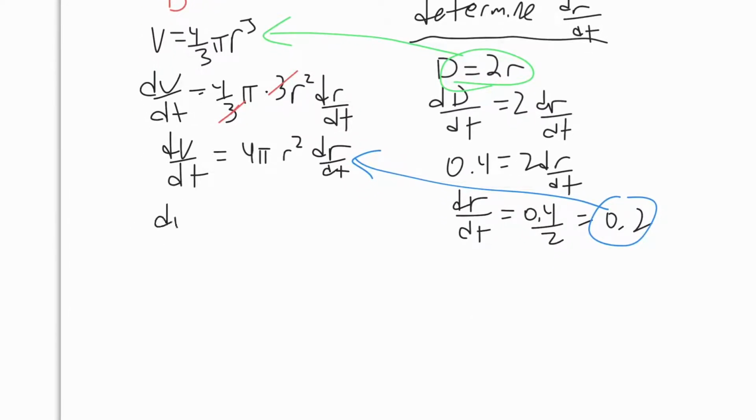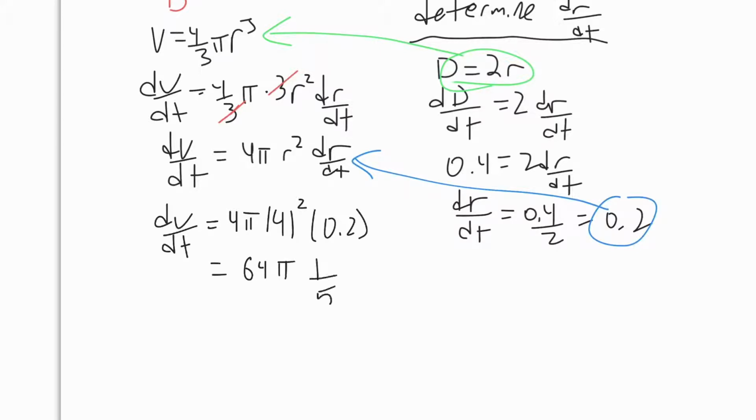So dV/dt is equal to 4π times the radius, which is 4, so 4 squared, times dr/dt, which is 0.2. Decimals are a little bit ugly. They're never nice for multiplying. So 4 times 4 times 4 is 64. But 0.2, I'm going to write that as 1/5. So our final answer would be 64π over 5.